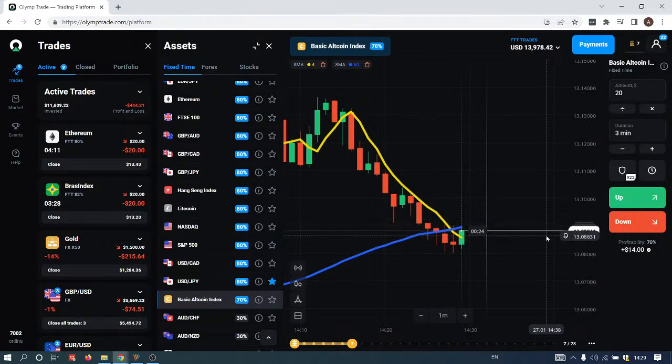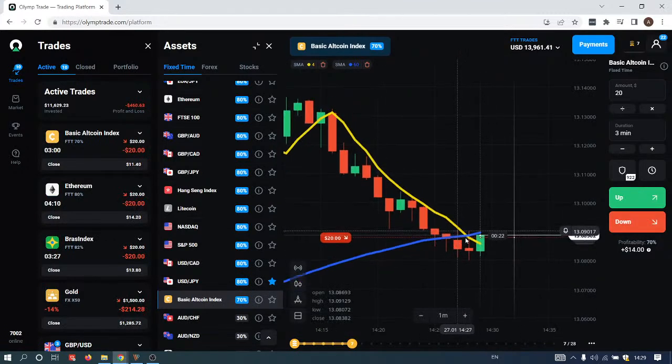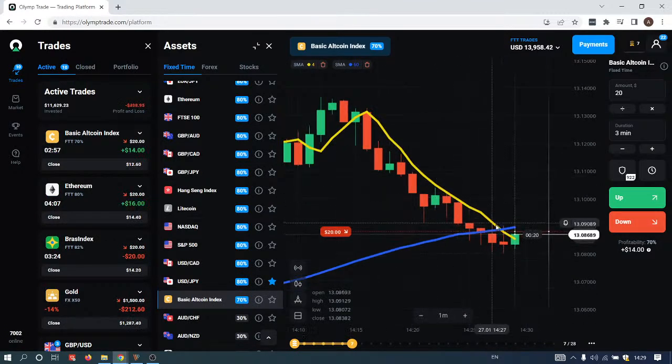All right, basic altcoin index. Let's try. This is kind of the end of a trend that's been going down for 15 minutes without any pullbacks. Hopefully I won't catch a pullback here, but we'll see.